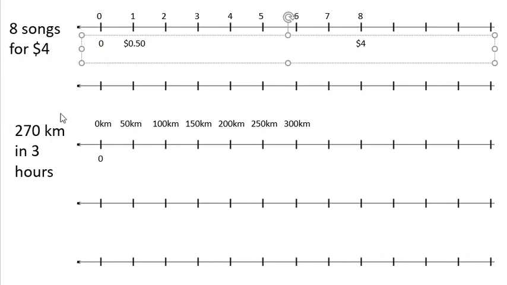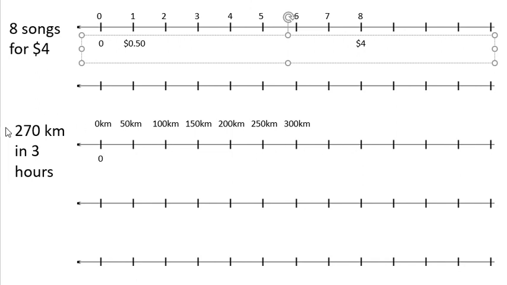Down here, I have another number line. It's 270 kilometers in 3 hours. I've labeled the top part of my number line in 50 kilometer increments. However, you see there's a problem here. I don't actually land on 270 kilometers when I label them this way. We need to find a factor of 270 that will make it useful for us, that we can then label all of these increments. Let's try 10.